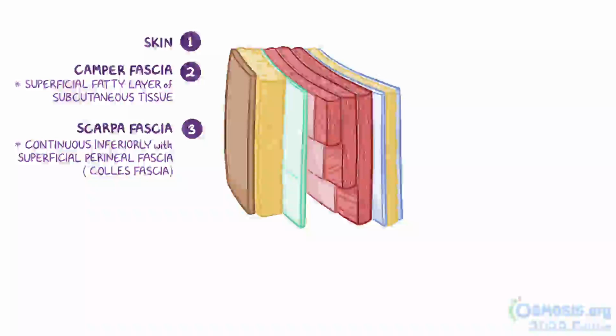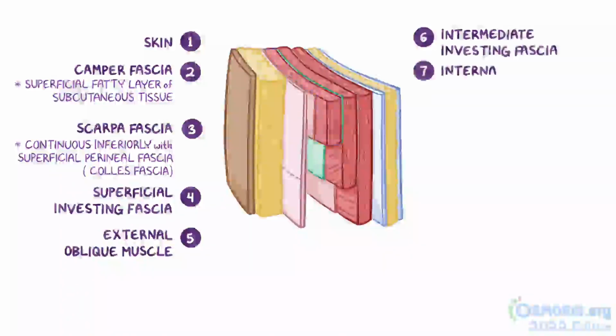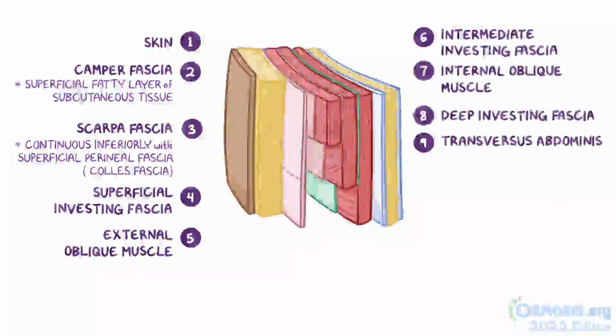And deep to the superficial fascial layers, there are 3 muscle layers, each covered in a layer of deep fascia, so 6 layers in total. So, right after Scarpa fascia, there's the superficial investing fascia, followed by the most superficial muscular layer, the external oblique muscle. Then comes the intermediate investing fascia and the internal oblique muscle. And finally, there are the deep investing fascia and the transversus abdominis muscle.